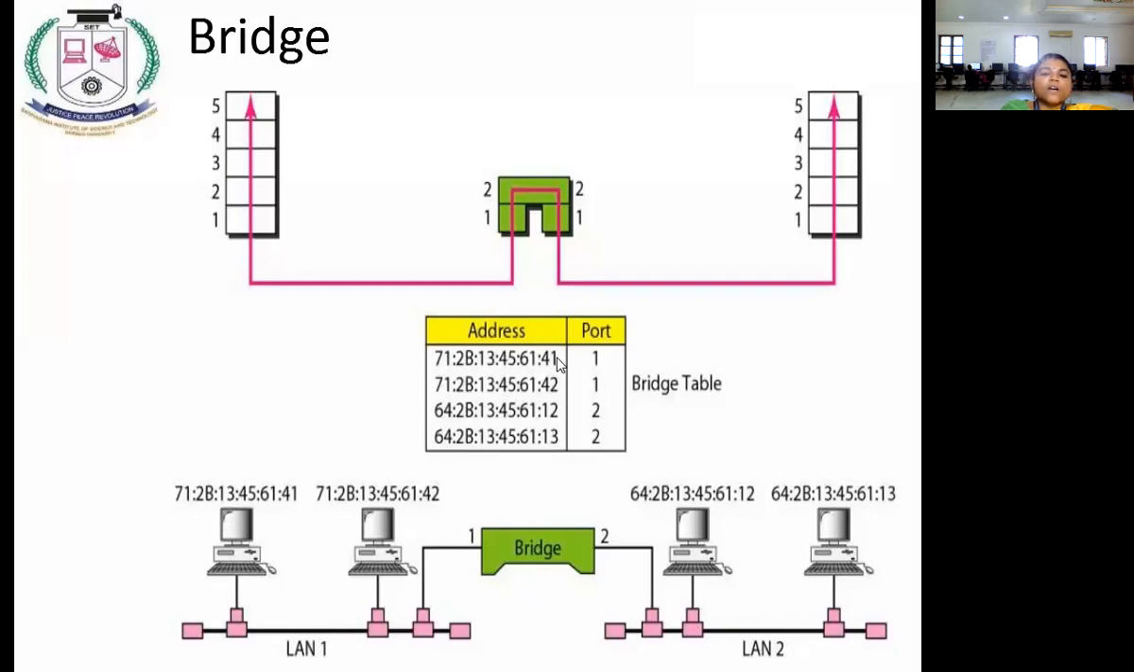Suppose the data has to be transferred from 41 to 42, then from the bridge table, the device will decide that it need not transfer the frame through the bridge, because it belongs to the same LAN. So this is how it is going to work.